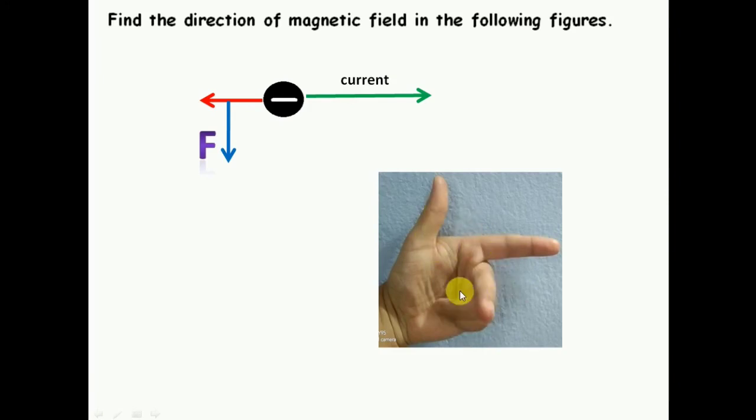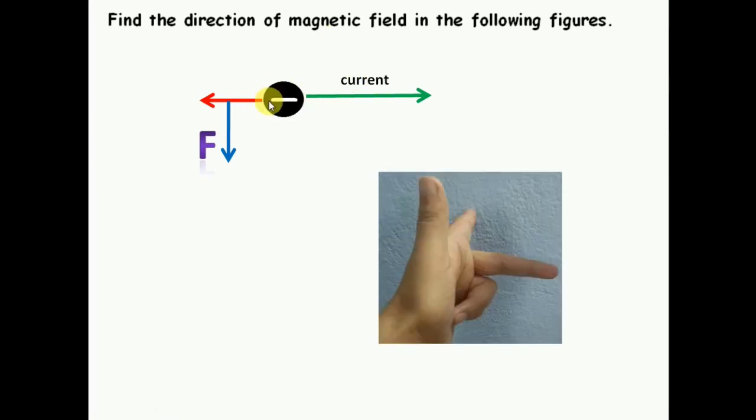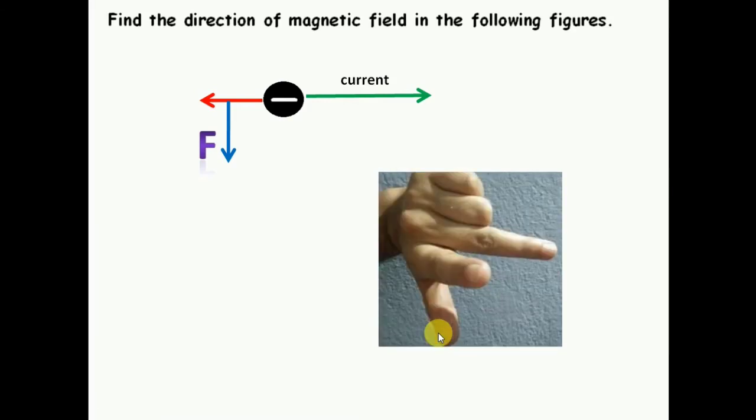So I'll rotate my hand in such a way that middle finger shows the direction of current. So I'll rotate it this way. So now the middle finger is showing the direction of current. Now the force is in downward direction, but the thumb is pointing in upward direction. So now again I'll rotate my hand in such a way that the thumb goes downward, but I'll not change the position of this middle finger. So I'll just rotate in this direction. So you can see, now current is going in this direction, force is coming in downward direction.